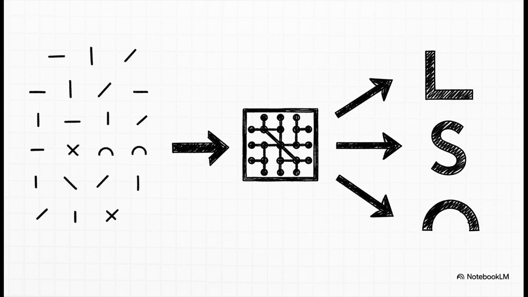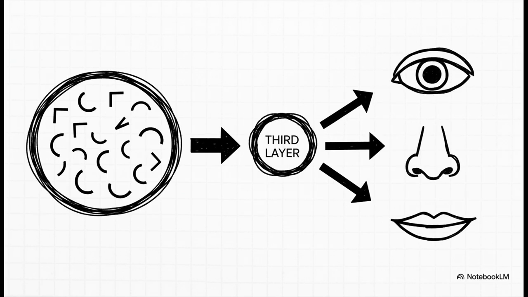And here's what's so wild. Nobody programmed it to look for corners. It just figured out, all on its own, that finding corners was a super useful step in the process. And I bet you can see where this is going, right? This third layer takes those corners and curves and starts putting them together into things we'd actually recognize, like an eye or a nose or a mouth. Each layer is just building on the one before it, creating a higher and higher level of understanding.